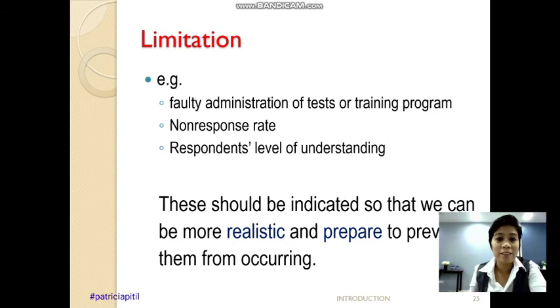10% not answering. This goes to things that we are practicing now. The Google form through email, we distribute to 1,000, but back to us only 400. How about the 600? That is beyond control. And the level of understanding could be an issue when you are distributing it to village people, those who are not familiar with the very scientific terms that you use. Maybe it's too many academic terms. However, this should be indicated so that we can be more realistic and more prepared to prevent them from occurring. However, it is a potential weakness beyond your control.